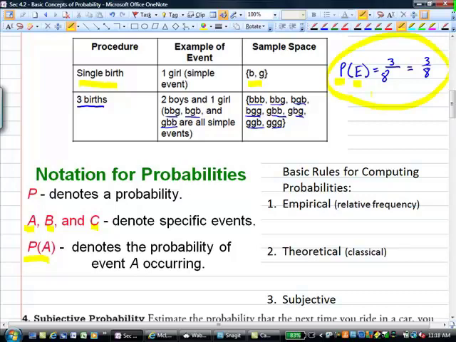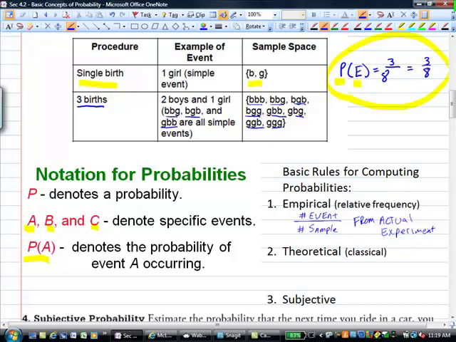There's 3 basic rules for computing probabilities. The first one would be the empirical rule. This is where you take the number of elements in your trial and divide it by the number of elements in your sample space. Okay, you're actually doing an experiment or doing a trial. So if I sat here and I tossed a coin 10 times and I counted the number of heads that came up, and if I got 3 heads out of 10 coin tosses, I would say the empirical probability for getting a head out of tossing a coin would be 3 out of 10, or 0.3.